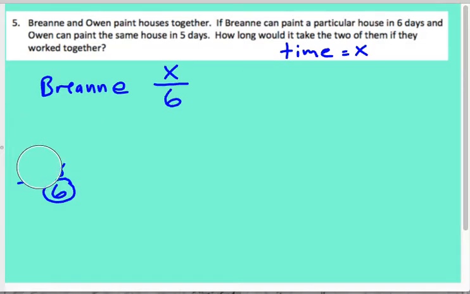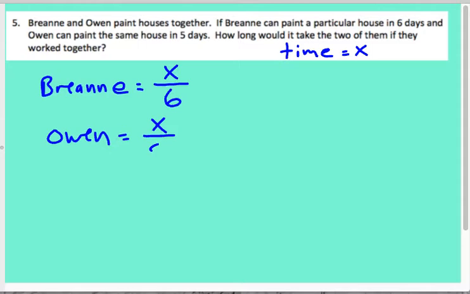So, likewise, if you're looking at Owen, you would be dividing by 5. So Owen can paint X over 5 of the house. If you divide it by 5, that's how much of the house he's going to paint.